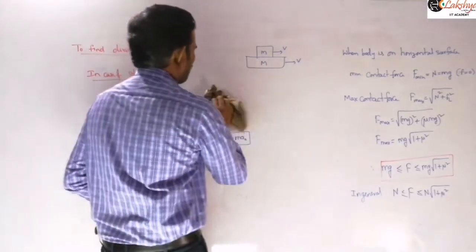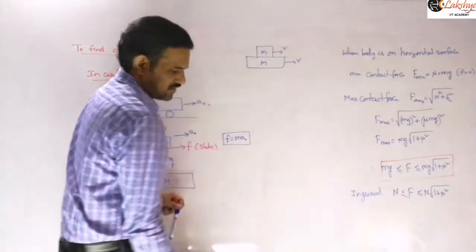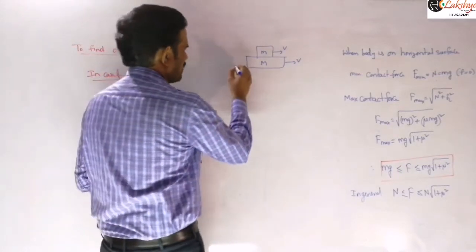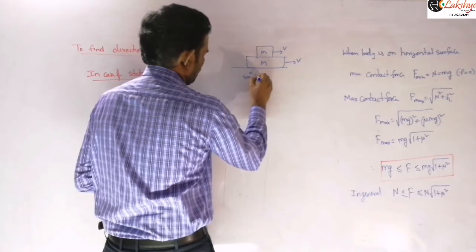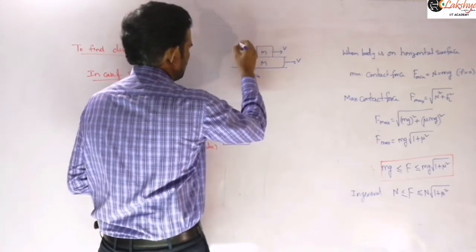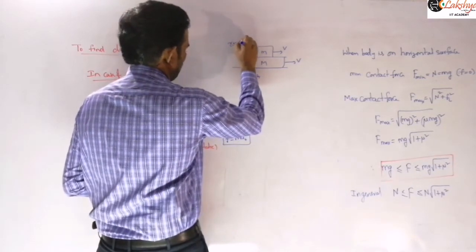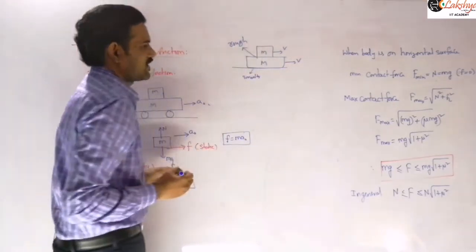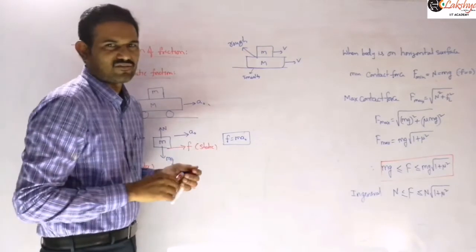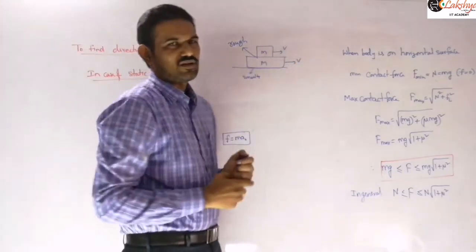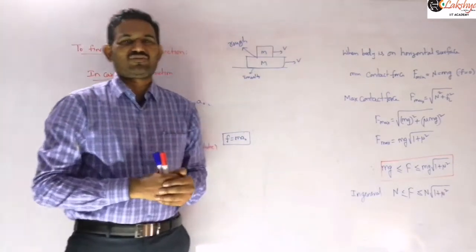Both are moving with the same velocity only. Let us take the lower surface as a smooth surface, but this upper one is a rough surface. That means it has some friction, but the lower surface has no friction. Both are given a common velocity. That means both are moving with some velocity v.